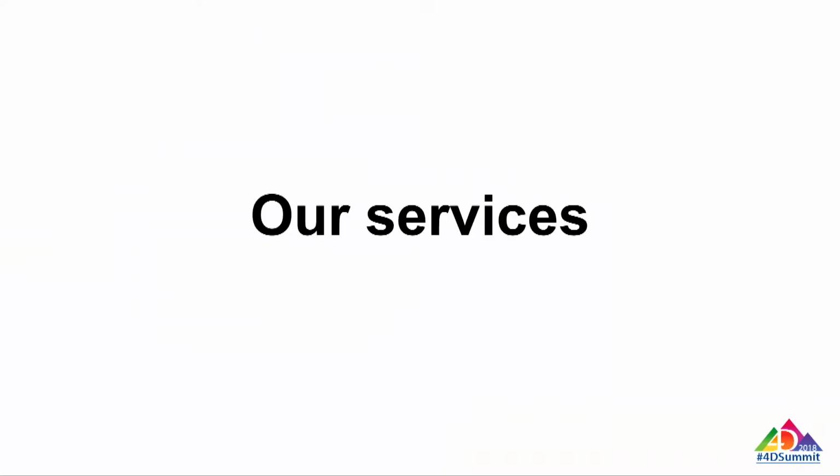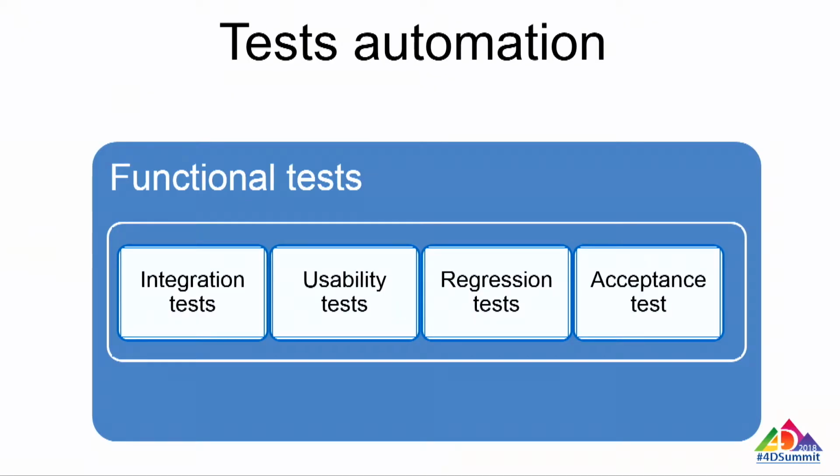So now I will introduce the services that we are able to provide to help you guarantee a high quality for your applications. First of all, you must know that there are two kinds of tests. You can have functional and non-functional tests. Functional testing is a QA process which bases its test cases on the functional requirements of the software under test. And non-functional testing is the testing of software for its non-functional requirements. So you can have many kinds of functional tests.